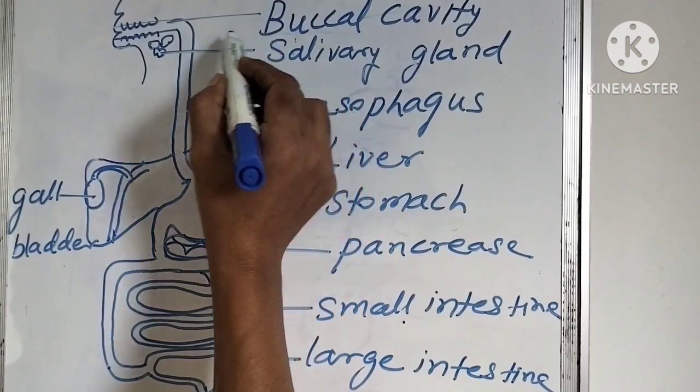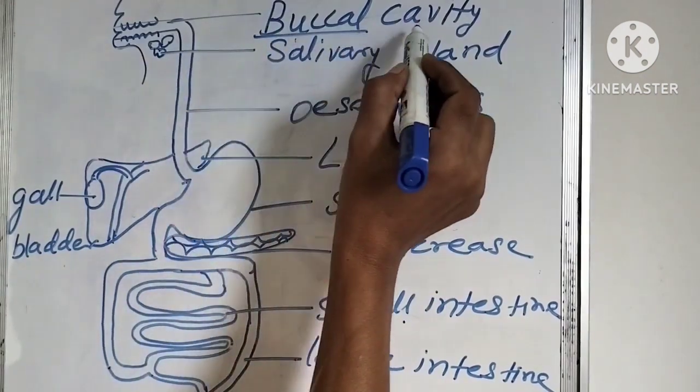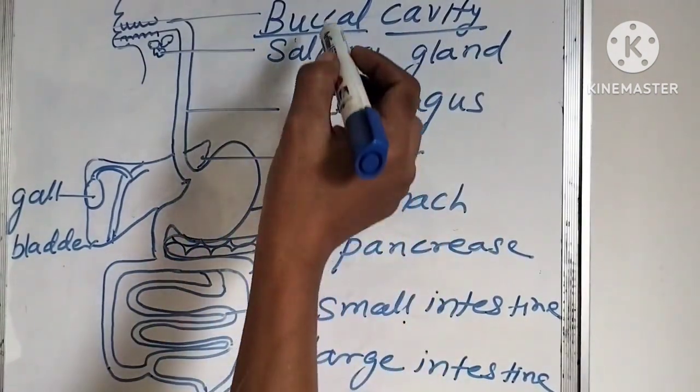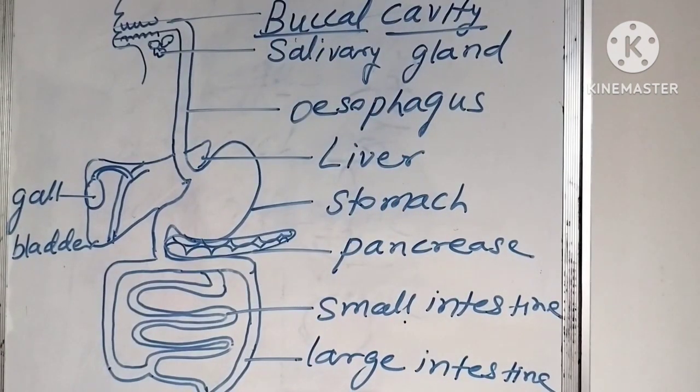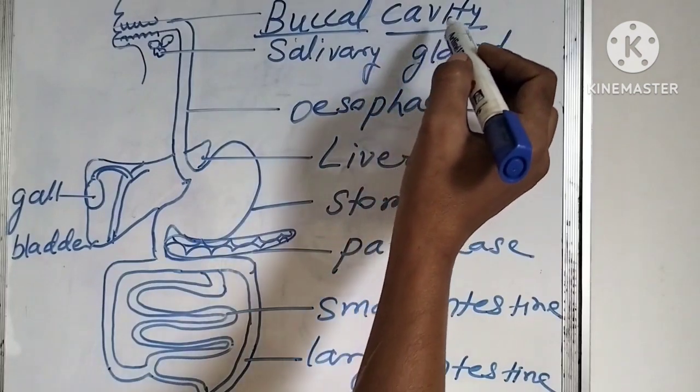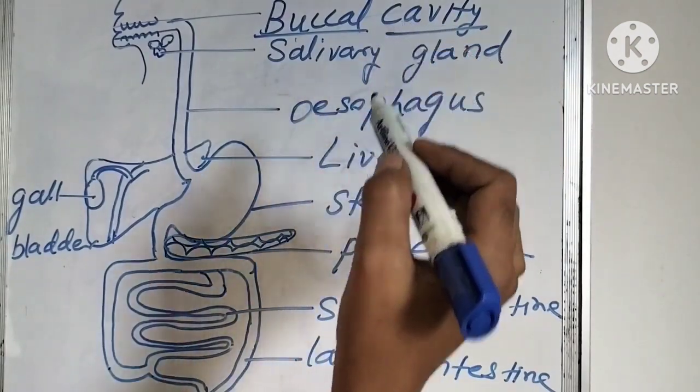So this is the mouth. Inside the mouth is known as the buccal cavity. In the buccal cavity, when we take food, teeth are present. Yes, no? So these teeth cut the food into small pieces.